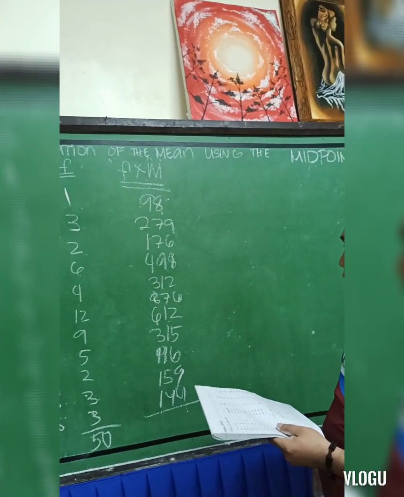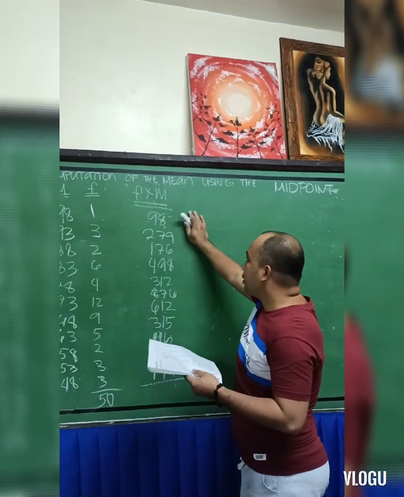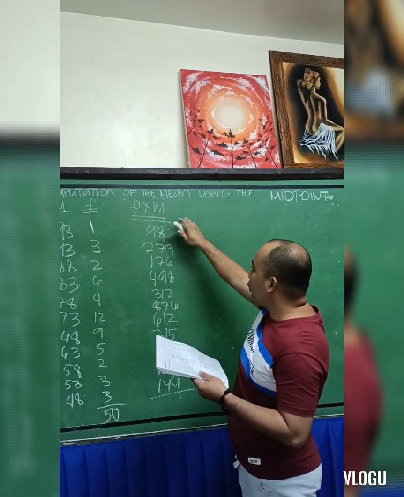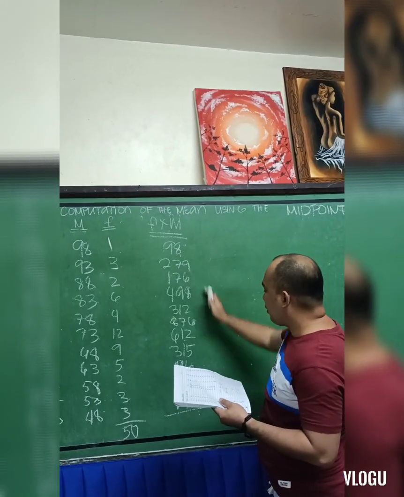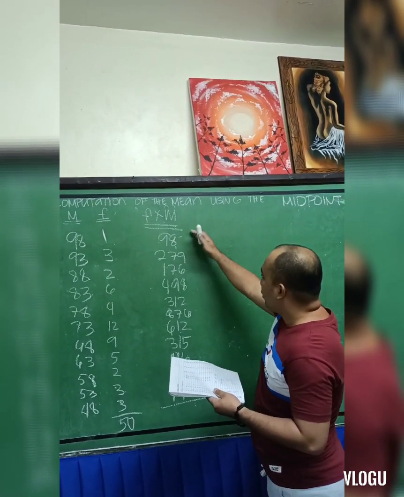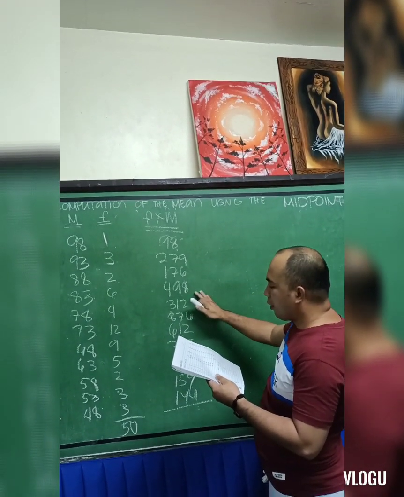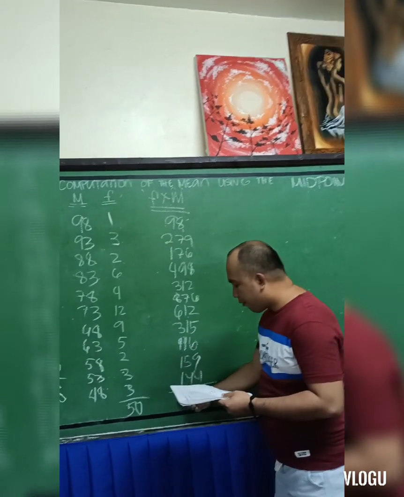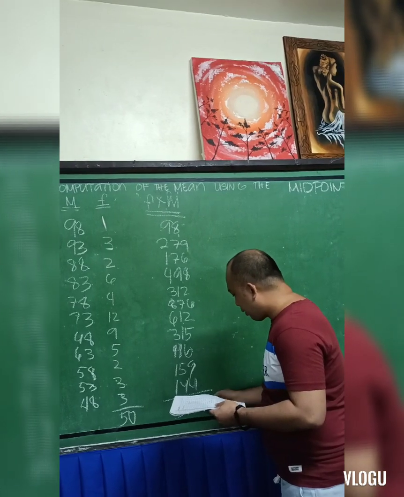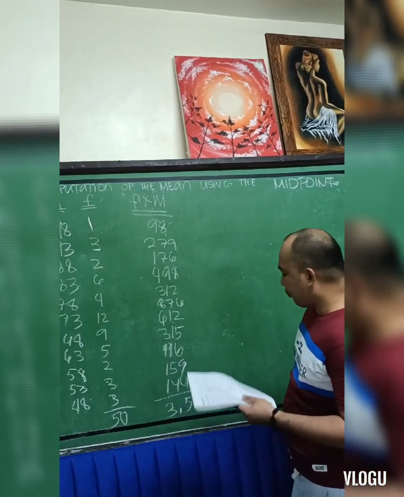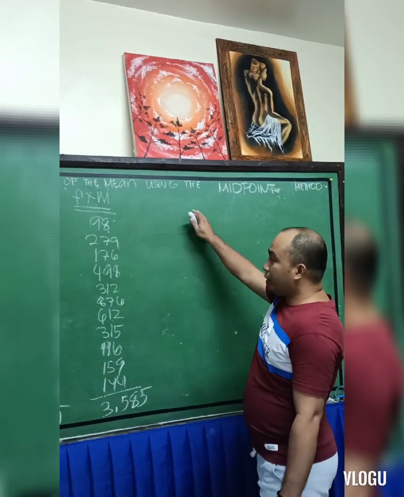So to get the total, or the summation of the product of frequency times midpoint, we just simply add these numbers from top to bottom. 98 plus 279 plus 176 plus 498 and so on and so forth. We have 3,585.